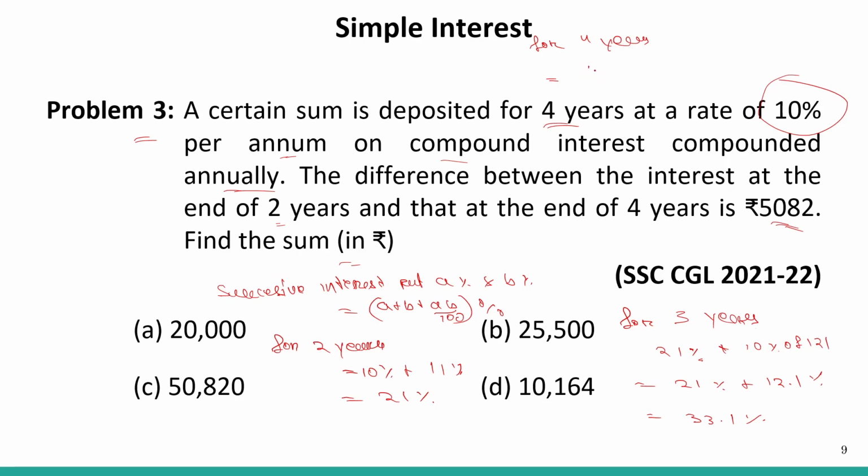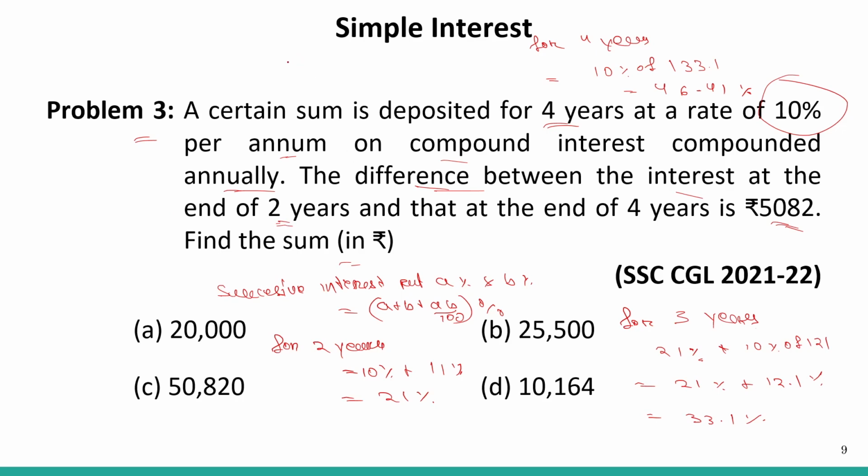Okay, it will be what? 10% of 133.1. So this is equal to what? This will be equal to 46.41 percent, right? So what we are given is the difference between the interest at the end of 2 years and 4 years.